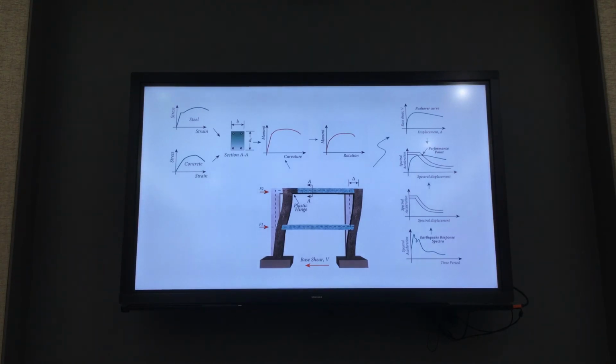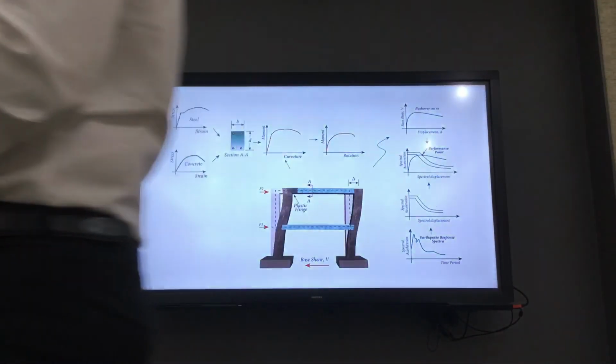Because this is a collapse prevention analysis. So if it is not leading to the collapse of the structure, that damage is acceptable. Only when you have so much damage that the building will collapse, we don't allow that.